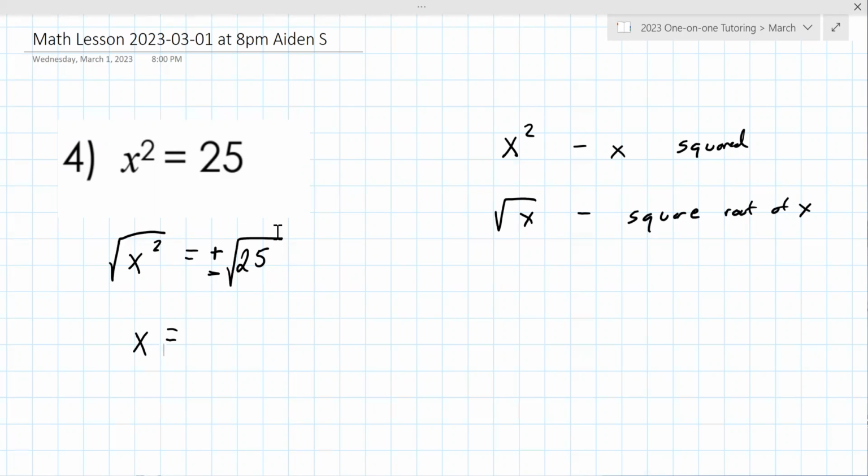What is the square root of 25? What are two numbers that are the same that multiply together to give you 25? 5. Very good. Plus or minus 5.